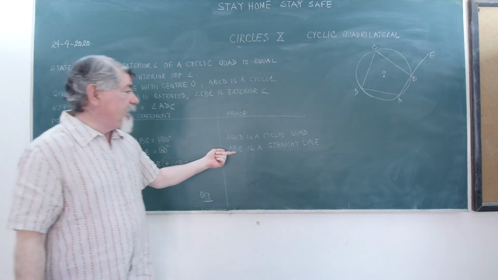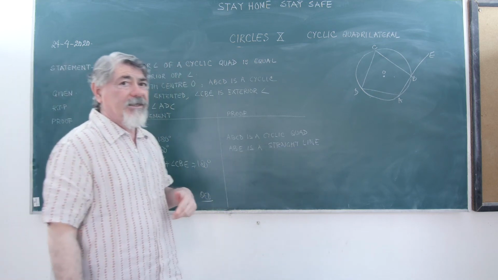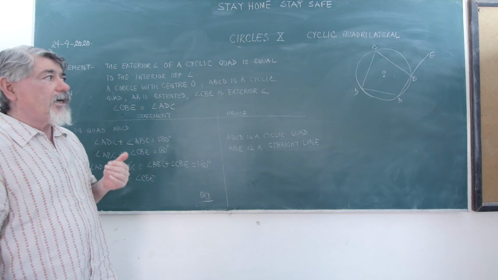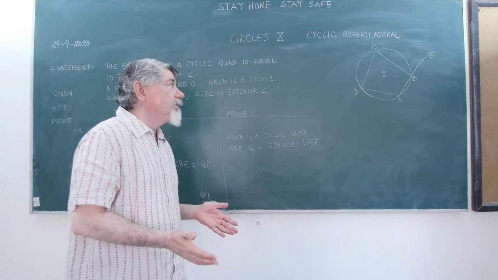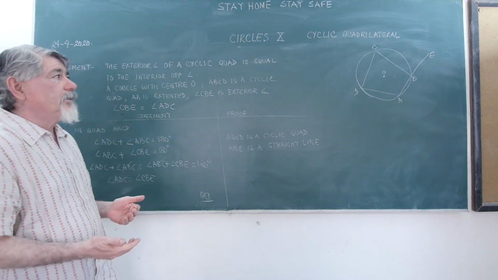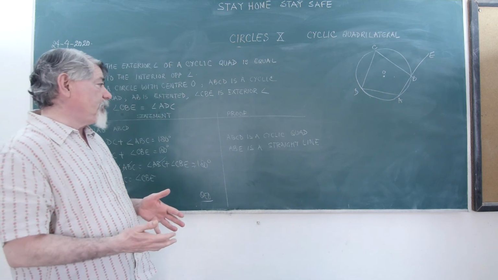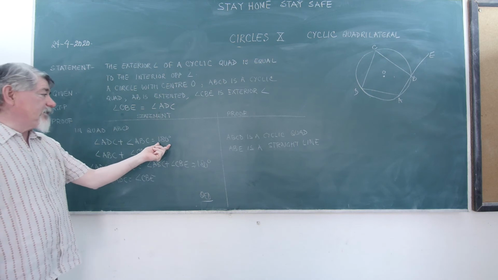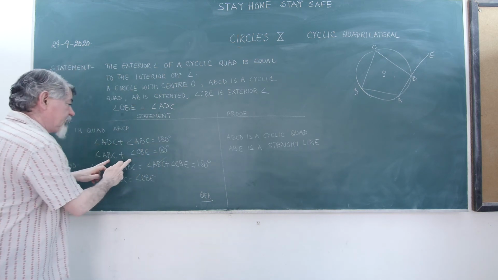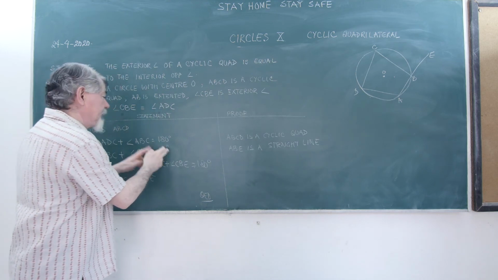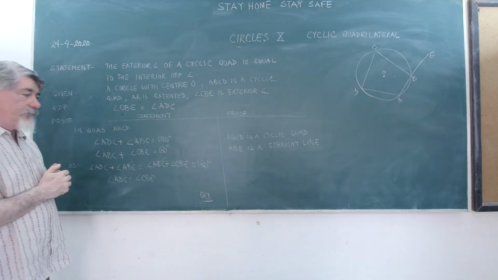Why? Because ABE is a straight line, and a straight line is always 180 degrees. Two adjacent angles formed on the two sides of a straight line are supplementary, so they are also 180 degrees. Now if the sum of this angle is 180 and the sum of these angles is equal to 180, that means they should be equal to each other as well.